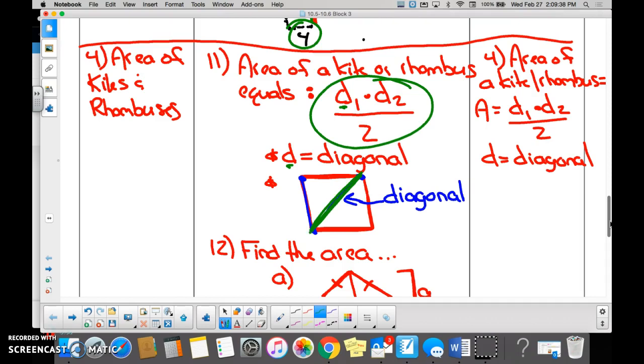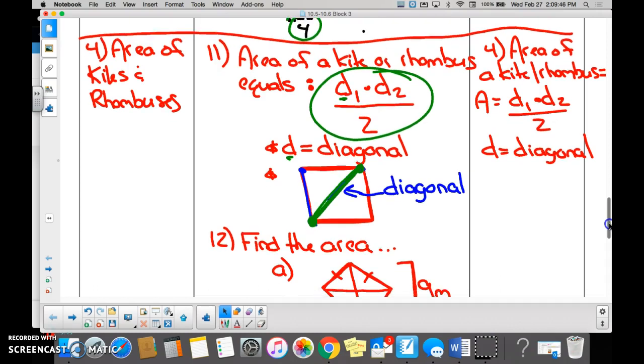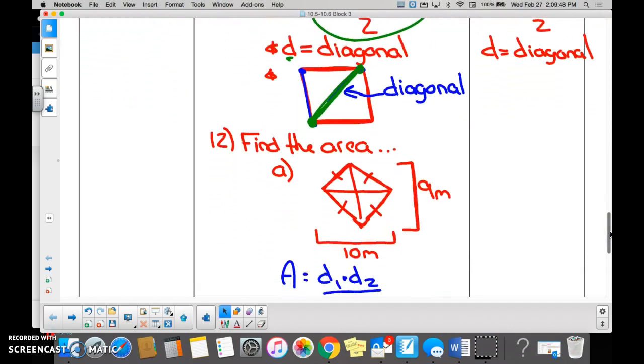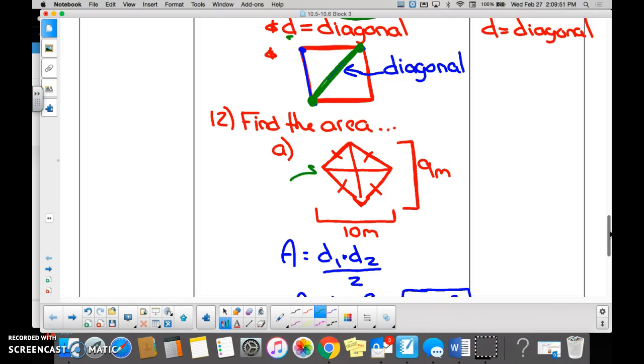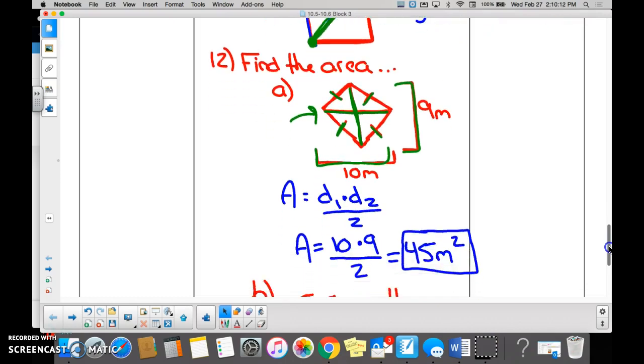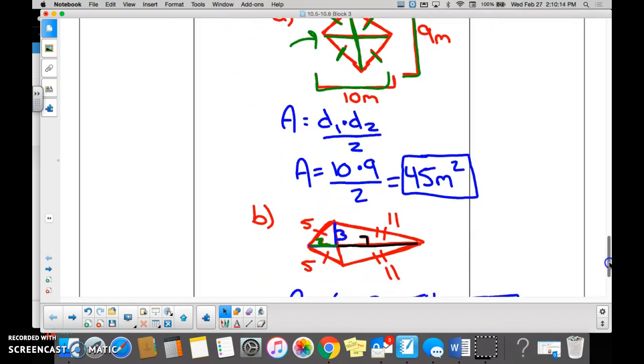Non-consecutive vertices, right? So here is an example. What is this shape called right here? Because it has 4 congruent sides. And so that's not the height, that would be this diagonal, right? And then this diagonal is 10 meters. If you plug 9 and 10 in and divide by 2, you get how many meters squared? 45 meters squared. Excellent.